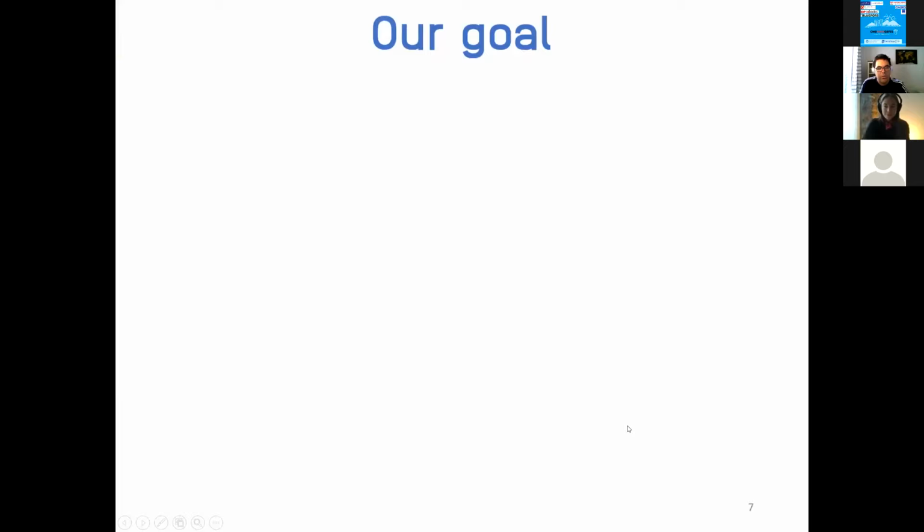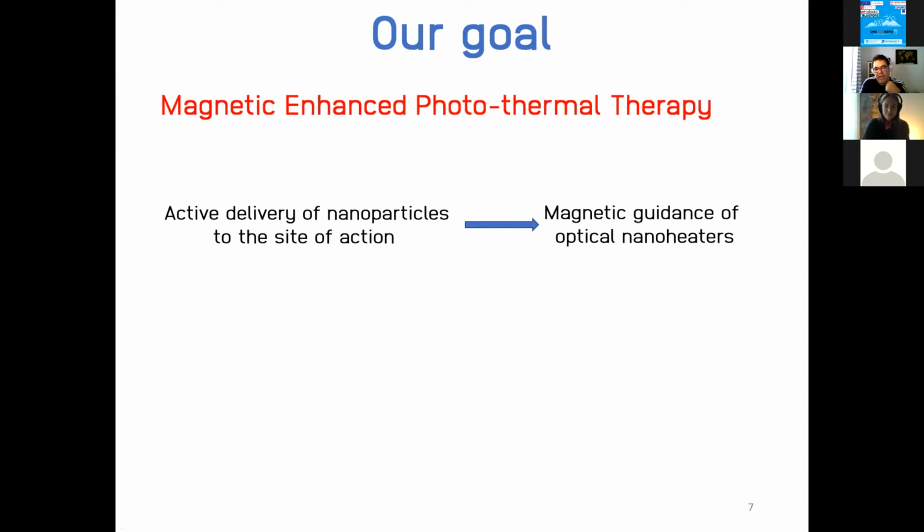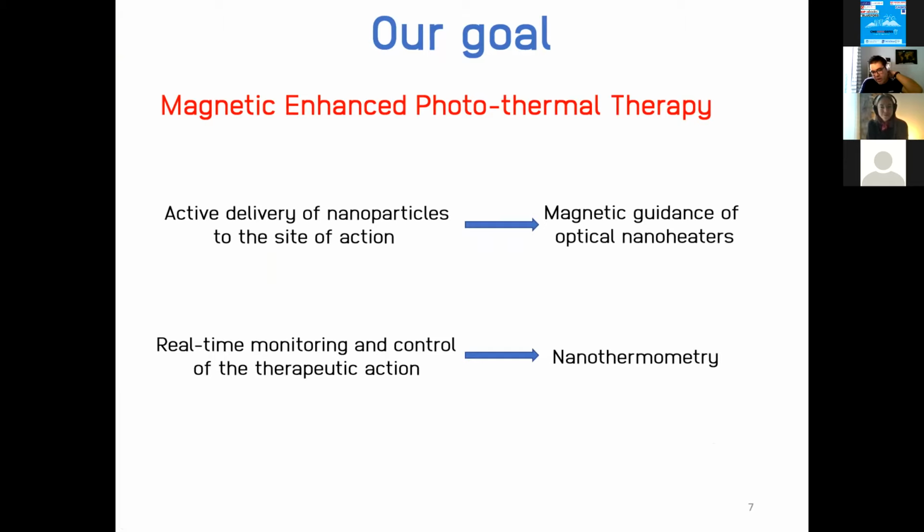So which is the goal of our work here? We would like to propose a magnetic enhanced photothermal therapy where we intend to actively deliver the particles to the action site by performing a magnetic enhancement of the optical nanoheaters. And at the same time, we aim to monitor and control the therapeutic action in real time, so we also propose a nanothermometry concept.